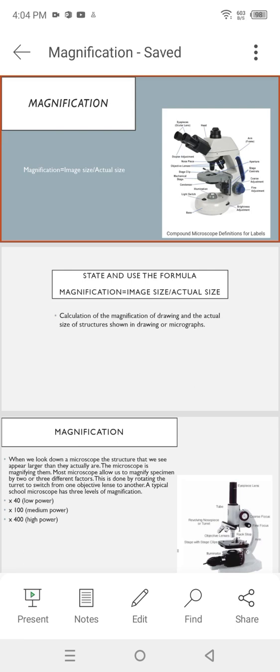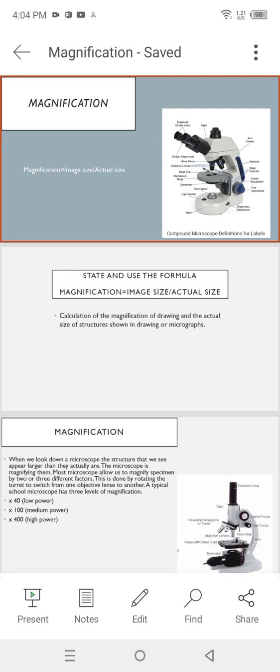You can see the microscope in the slides. What do you understand by the word magnification? The word magnification means the enlargement of an image or an object, or to magnify an image or an object.